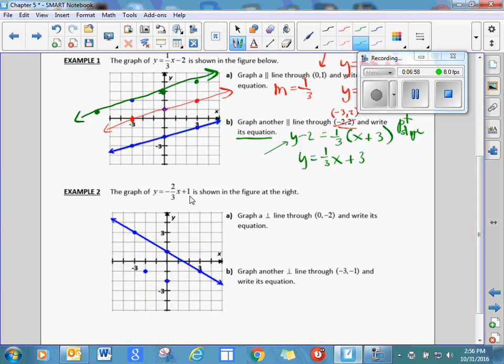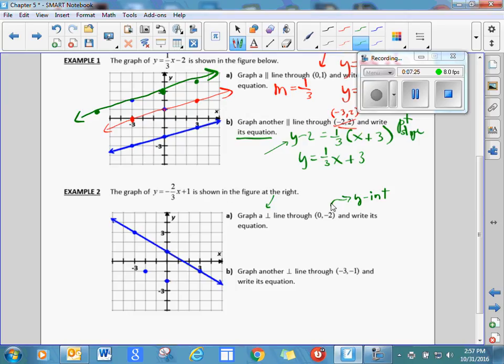So we're given an equation. Here's the equation of the line. Here's its graph. We can see it's declining from left to right, and its slope is negative. We know the y-intercept. And they're asking us now to graph a perpendicular line through this point. So this would be the y-intercept, and write the equation. So let's go do the graph first.